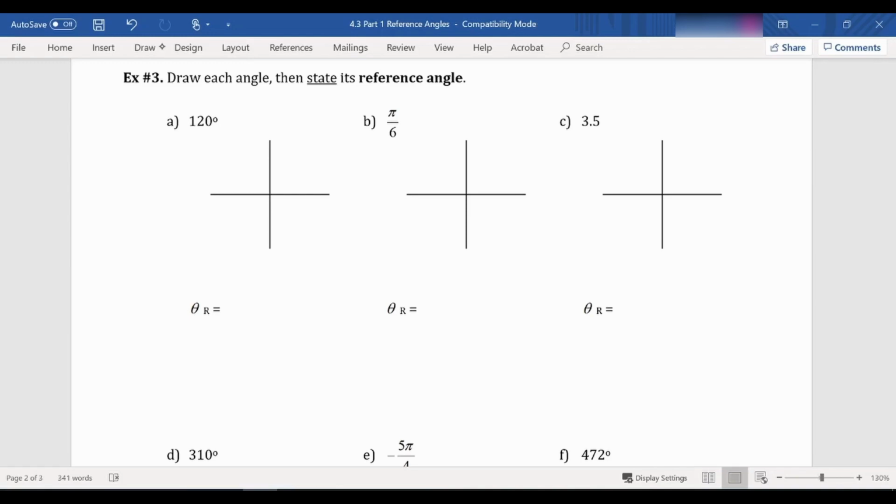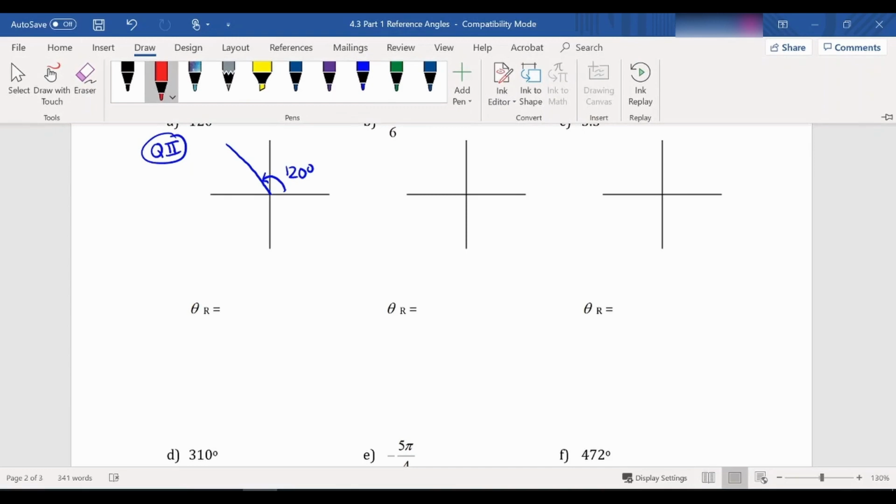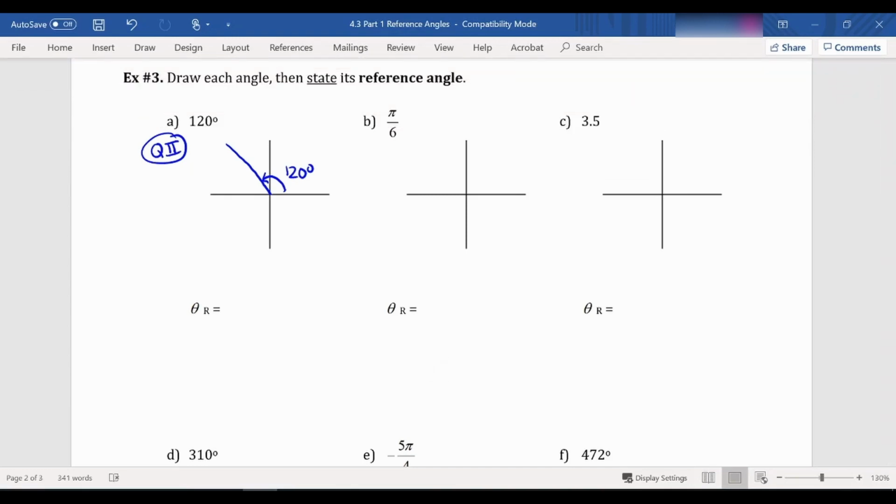So 120 degrees, hopefully we know by now, is in quadrant 3, or sorry, quadrant 2. And our reference angle, remember, is between our terminal arm and our closest x-axis. So our reference angle is in here. Now, since this is 180 degrees on that x-axis, that means this reference angle must be 60 degrees.